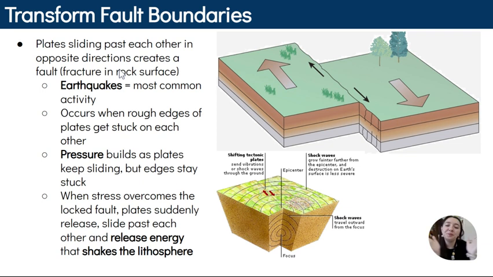Okay. Transform fault is when the plates are sliding past each other in opposite directions, and it creates a fault line or a fracture in the rock's surface. And then earthquakes are primarily going to result from transform fault plate boundaries. Pressure builds up as the plates get stuck, and eventually that pressure will release itself in a massive burst of energy that shakes the lithosphere and thus causes an earthquake.